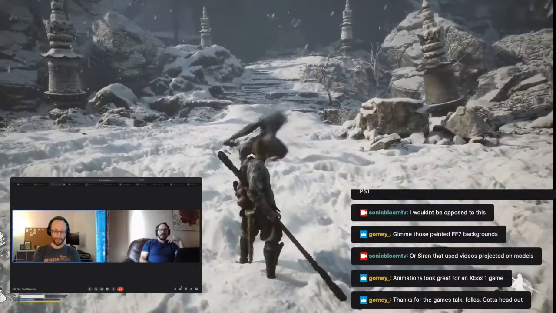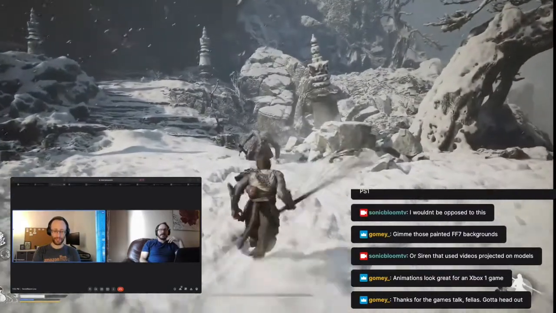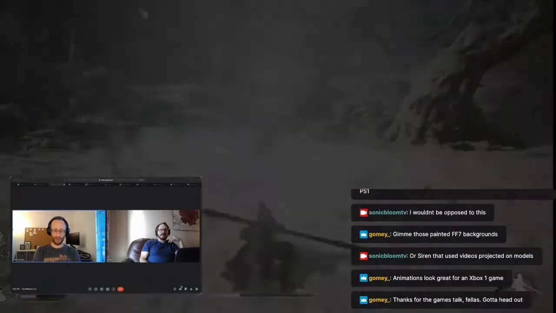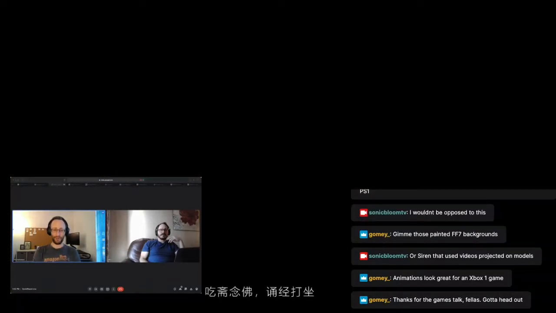Yeah, it's almost strange too to see the reaction animations not respond well, but the snow adjusts so well.